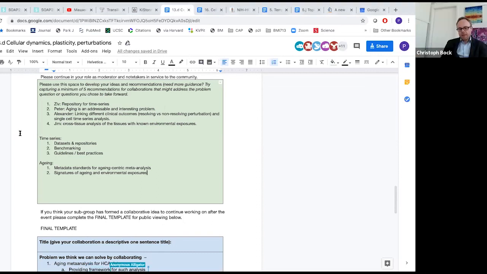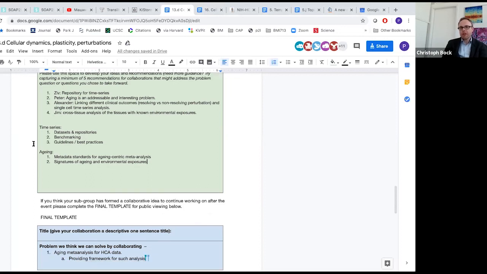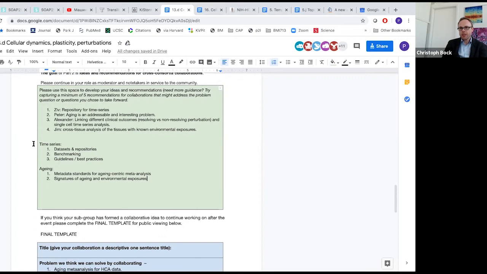I guess there are large communities interested in aging, and a lot of that has been focused on individual tissues, but there's potentially a lot of value in looking at how aging signatures are similar or different between tissues, which seems like something that would have to involve some form of meta-analysis across consortia at some point.